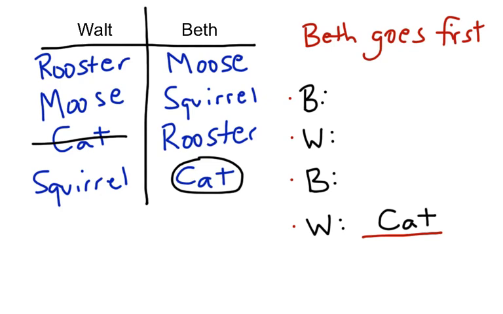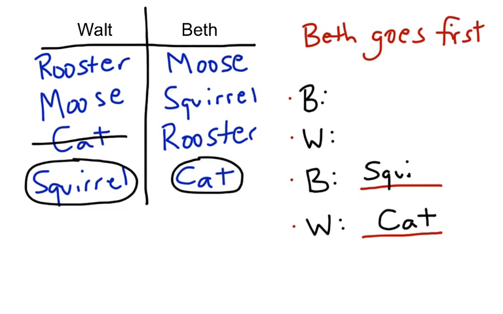We're filling in the next blank, moving from the bottom up. It's called the bottom-up strategy. Beth is going to take whatever's at the bottom of Walt's list. And that's going to be the squirrel. We want to cross out the squirrel on the other side so we don't get confused later on.